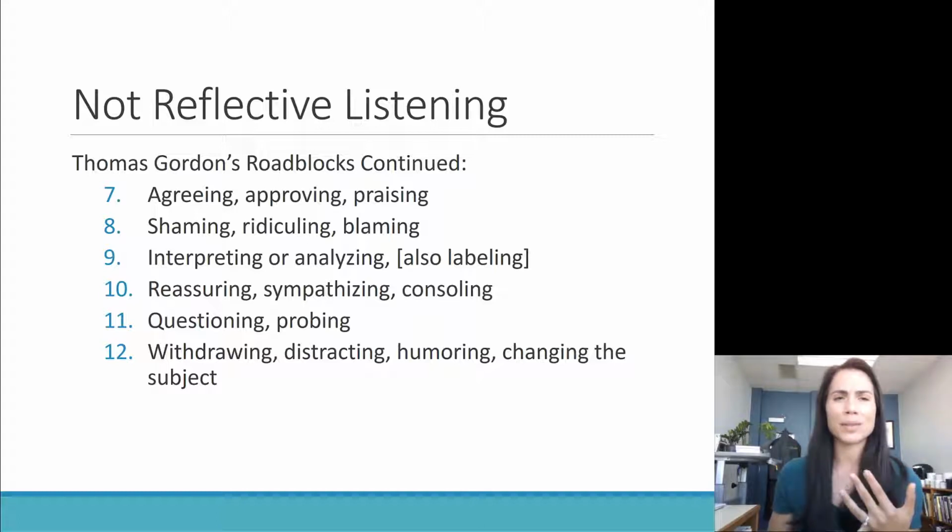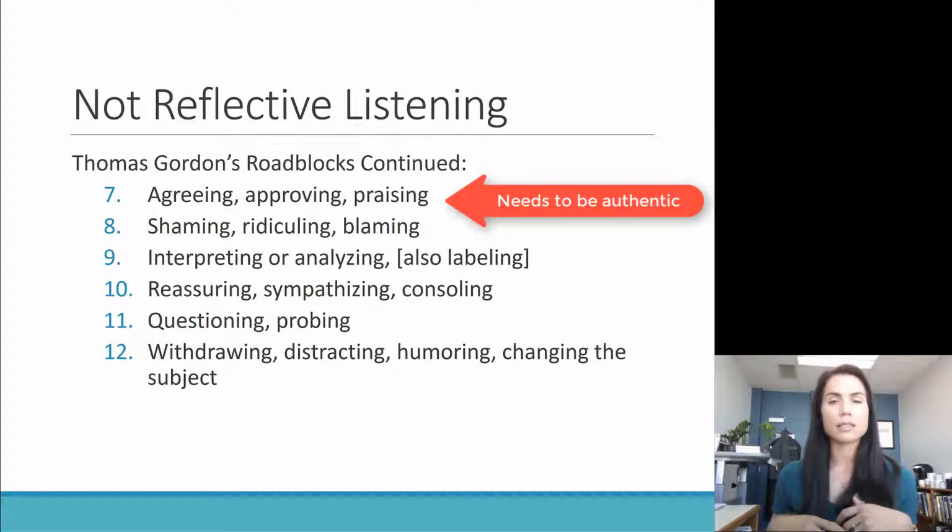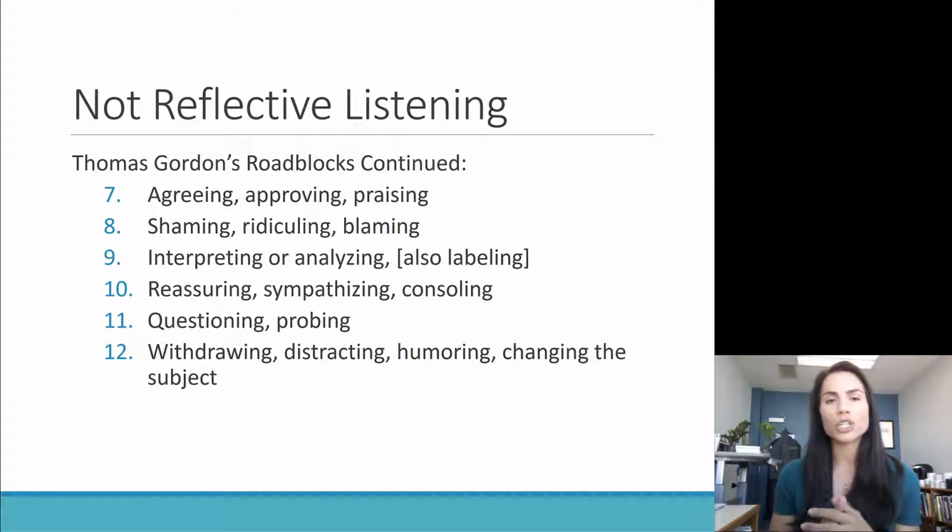Similarly, we don't want to shame them. We don't want to overly praise them for things that they're not doing right. That needs to come out authentically. We want to make sure that the questioning and sympathizing that we do is done in a way that's productive and that honors what they want to do and how they want to change.